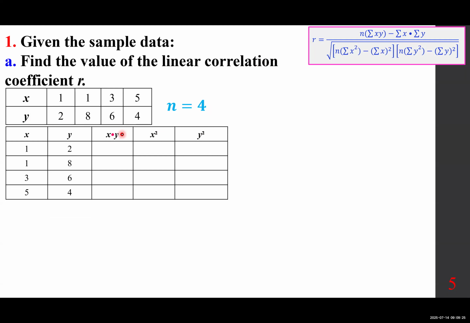For example, x times y. So how do we get that? 1 times 2 goes here, 2. 1 times 8 goes here, 8. 3 times 6, 18. 5 times 4, 20 goes here.